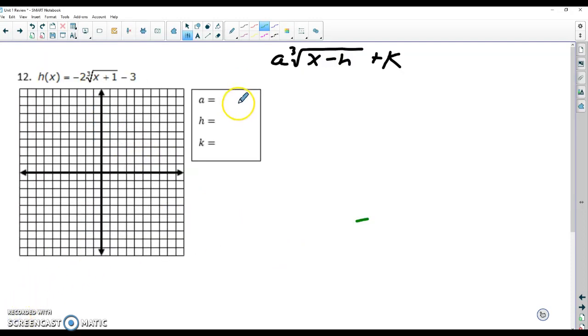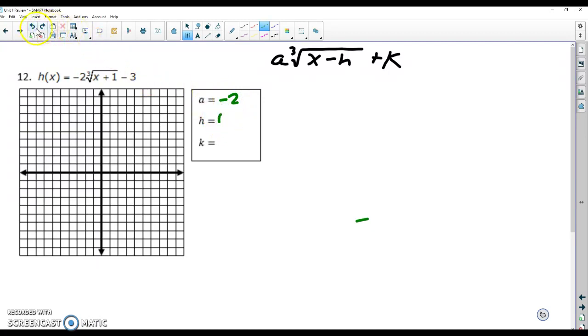Okay, so before we graph, we're going to list A, H, and K. In every formula, A is in the front, H is on the inside with the X, and K is at the end on the right side. So in our problem, A is located in the front, so we have a -2. H is on the inside, but it's also the opposite. Let me try that again. That was at -2, and then this one was at negative.